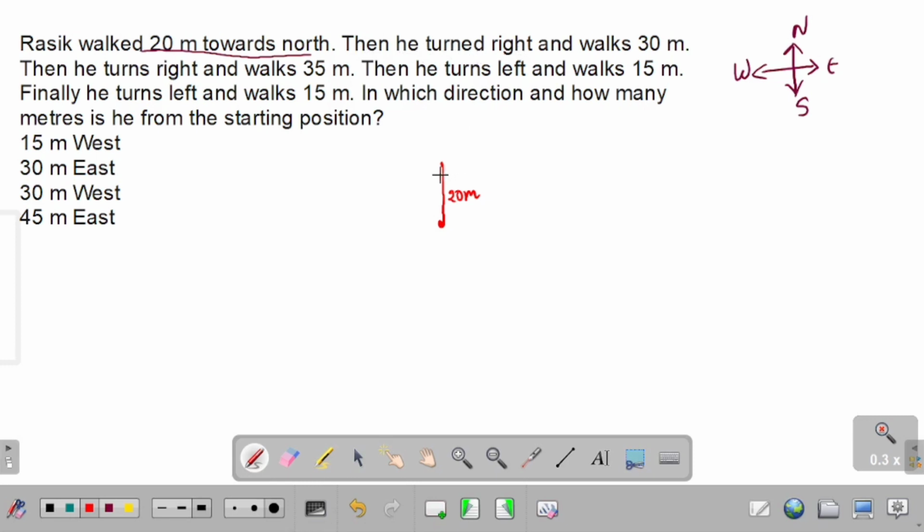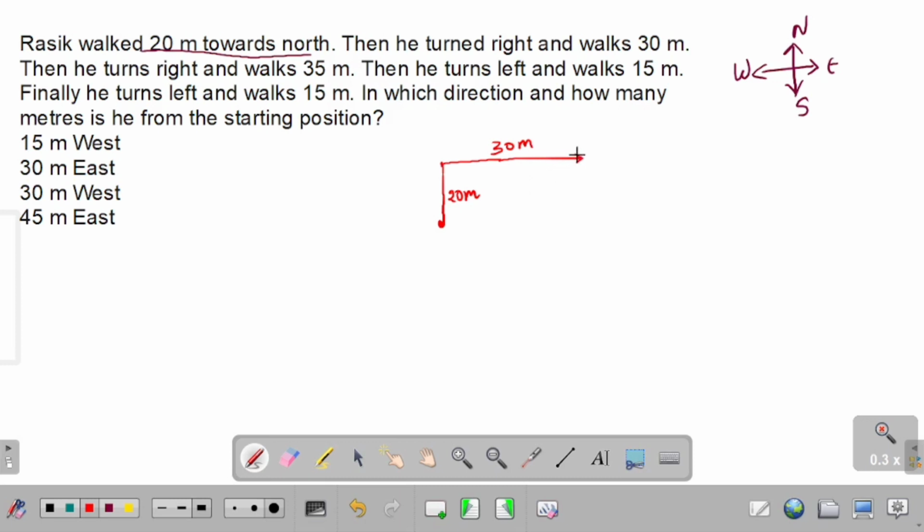He turned right. This is my right. He turned right and walked 30 meters. Then he turns right and walks 35 meters. Again he turns right. See now he is in this direction. So again he is turning right.